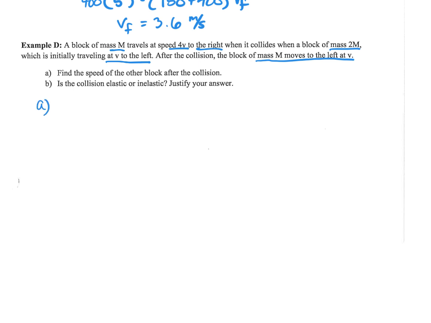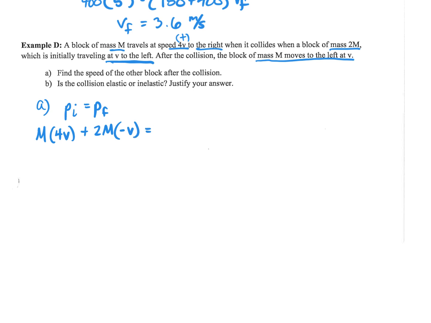Let's do A first. What's the first thing I always write? P initial equals P final. So initially, we have mass M times 4v to the right. So to the right means this speed is positive, doesn't it? We also have the mass of 2M traveling at v to the left. So what should I put here? Yep, negative v.